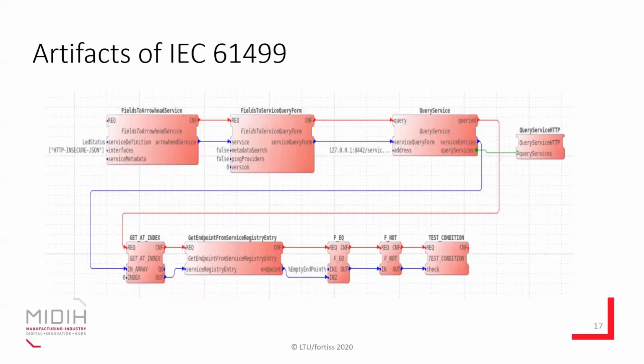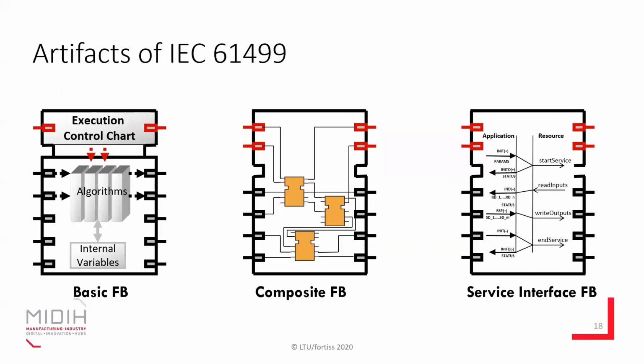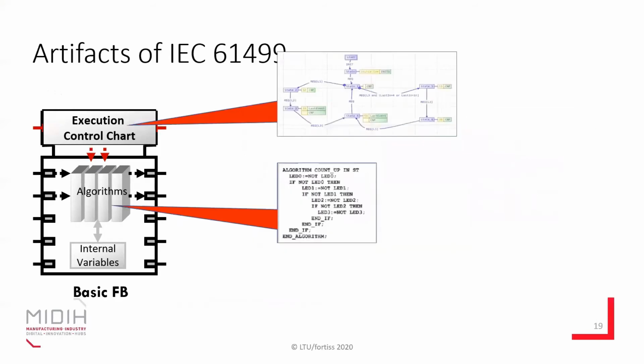Typically, when you develop a 61499 application, it would look something like this, made of many different function blocks. And there are different kinds of these function blocks. Three main types are a basic function block, a composite function block, and a service interface function block. A basic function block is the main atomic unit where the actual execution of logic happens. So this block consists of a state machine that defines the state transition logic for your function block, and also the algorithms that will be executed in each state.